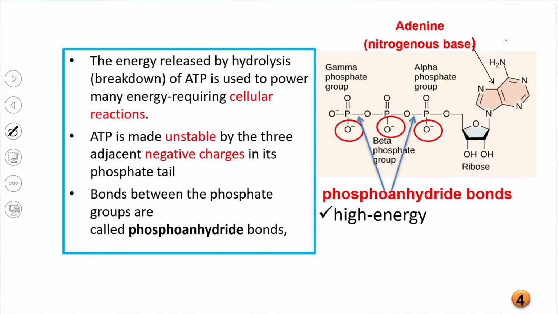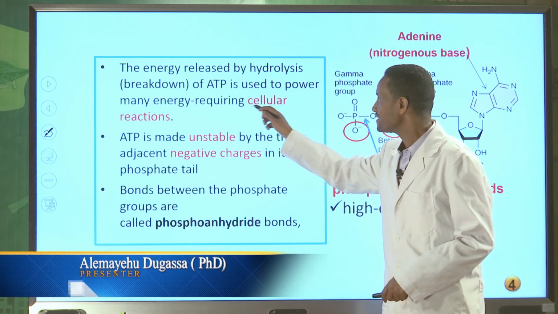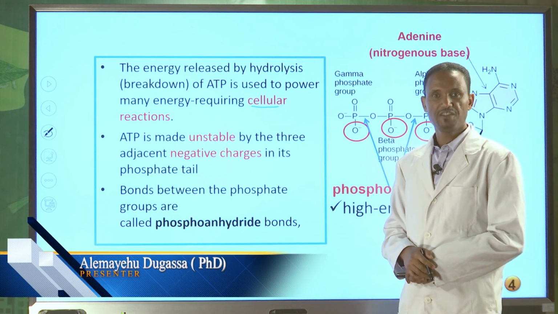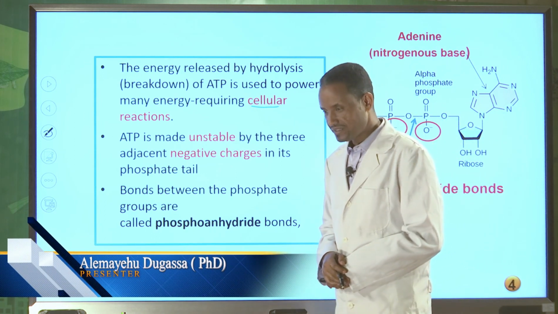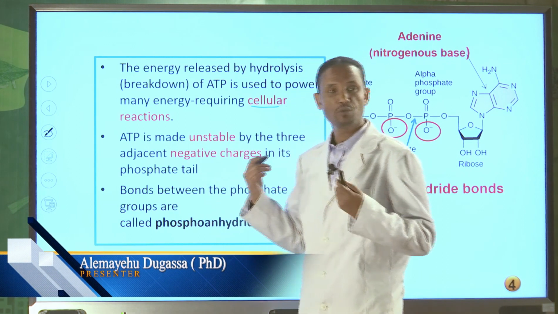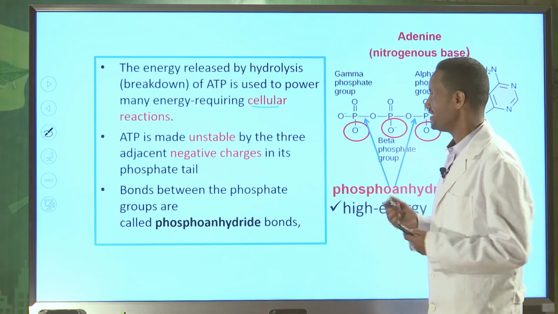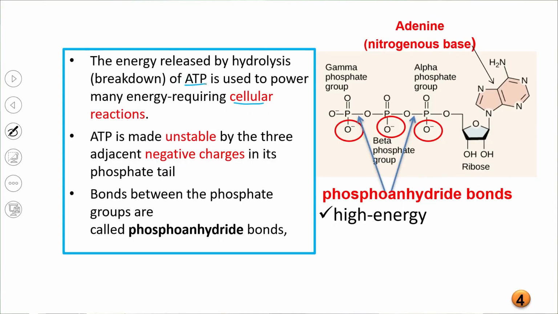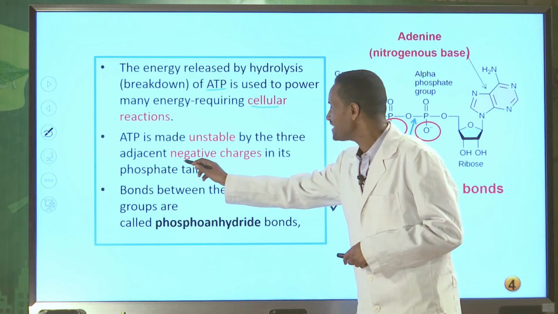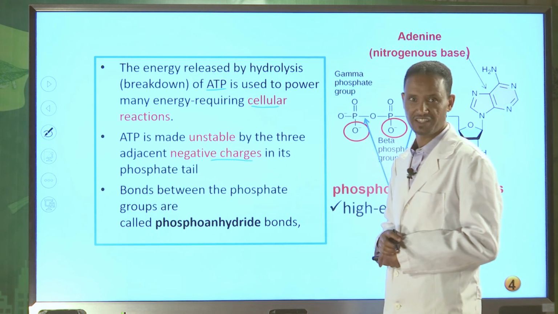Here, the energy released by hydrolysis or breakdown of ATP is used to power many energy requiring cellular reactions. In our cell, different reactions take place, but for these reactions to take place, our cell needs energy. Therefore, our cell uses this energy to do different activities. ATP is made unstable by 3 adjacent negative charges in the phosphate tail.